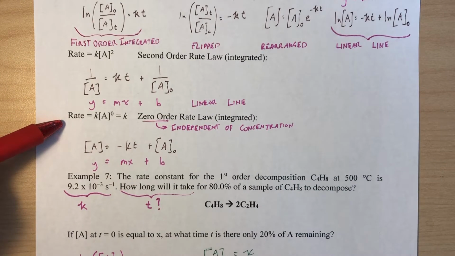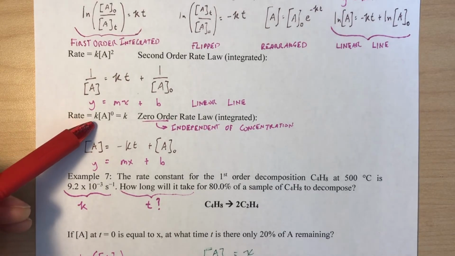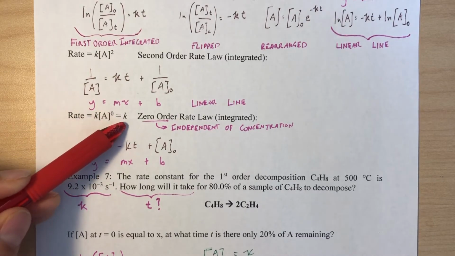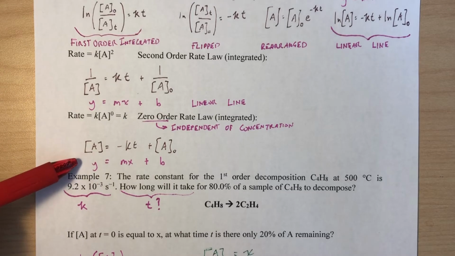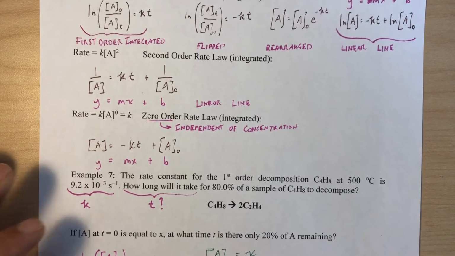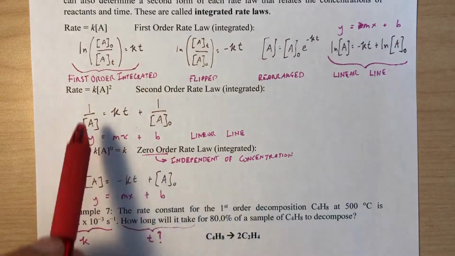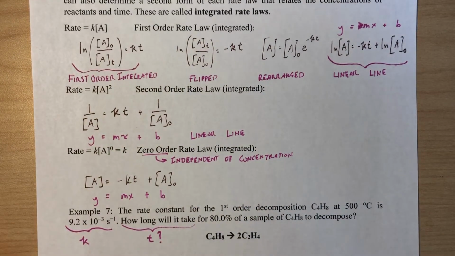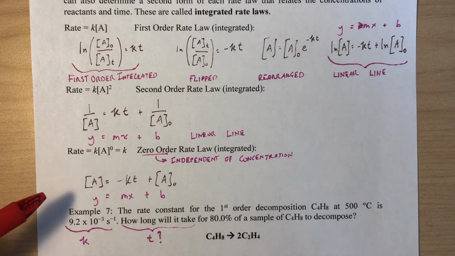We can also take a look at a zero order reaction, which is independent of concentration. The rate law there is going to be equal to k times A raised to 0, which is just going to be equal to k. In that situation, we have a linear expression that is A is equal to negative kt plus the initial concentration of A. So we will be using these equations a lot, and then in a few pages we're going to see some notes that summarize a whole bunch of data that you will be provided.